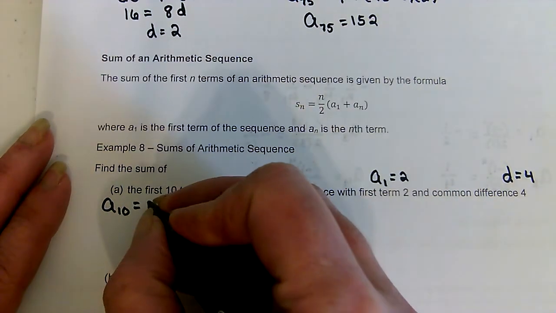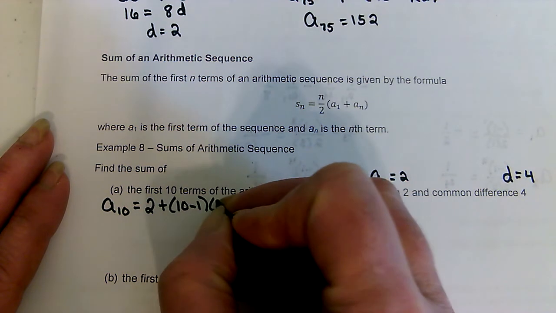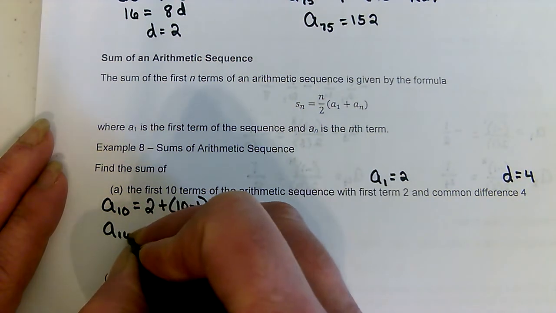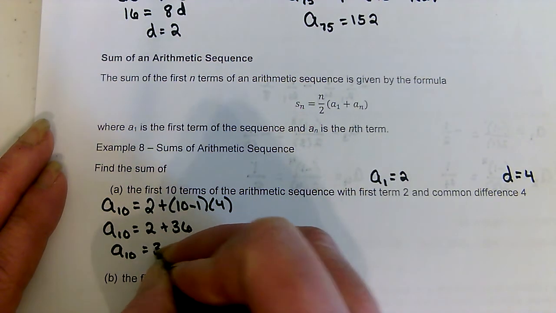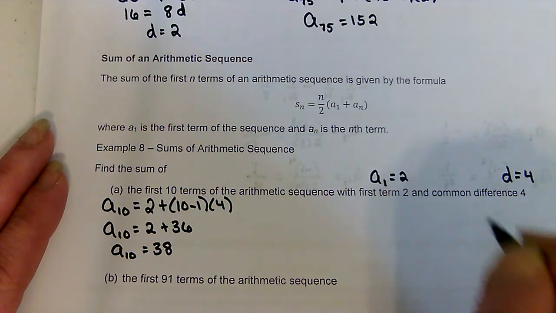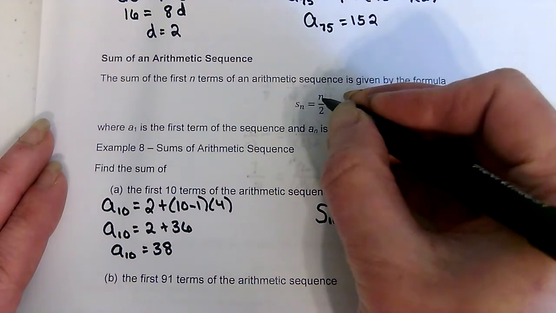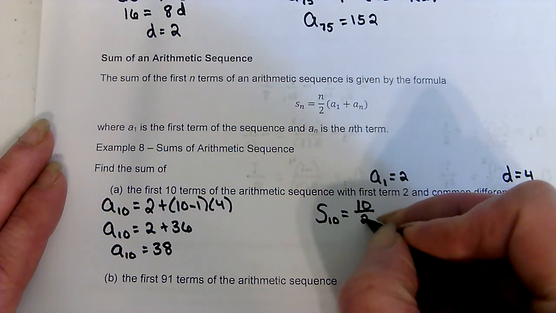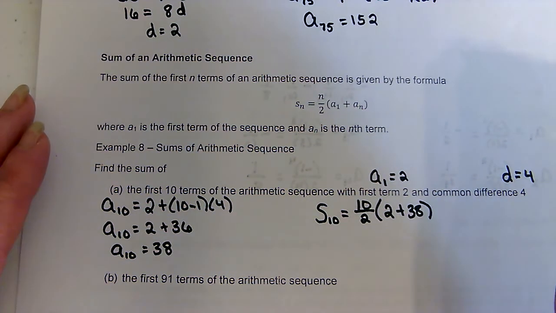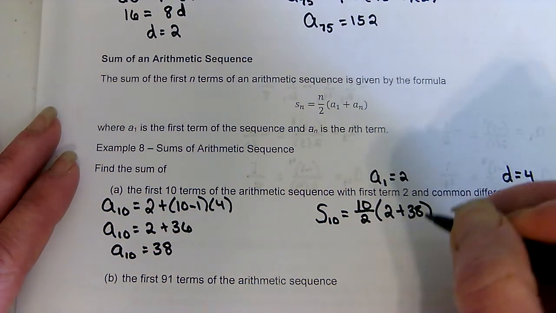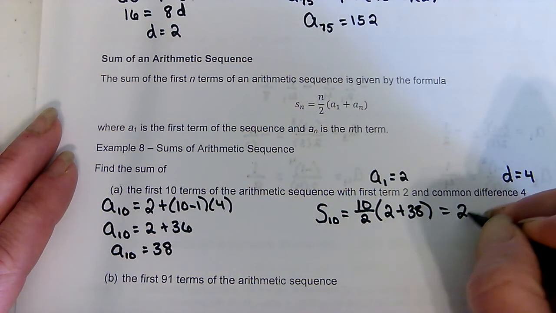So we'll use the formula from above. 2 plus 10 minus 1 times 4. Now that I have the 10th term, I can find the sum of the first 10 terms. The formula says the number of terms divided by 2, then the first term plus the last term. So that gives me a 40 times 5 is going to be 200.